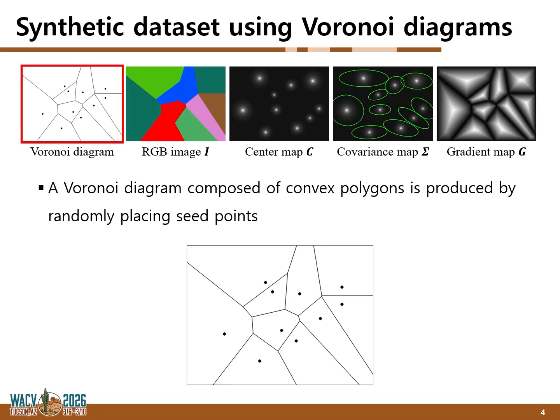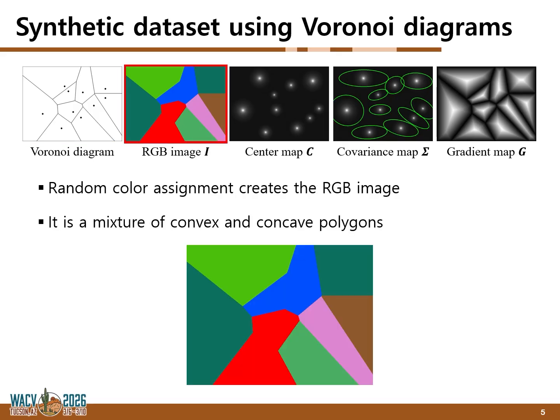For supervised training of EllipssianNet, we created a synthetic dataset using Voronoi diagrams. For this, a Voronoi diagram composed of convex polygons is produced by randomly placing seed points. Each polygon is assigned a random color, which often makes adjacent polygons share the same color. In this case, blue and red polygons become concave. This mixture of convex and concave polygons is taken as the RGB image.